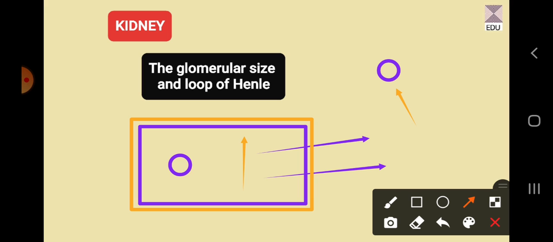The next strategy can be the excretion of the salts in a hypertonic urine. So this is again a strategy of this particular animal, that if it is living in hypertonic conditions, it will give off a hypertonic kind of urine. So that is again conserving the water of the body.